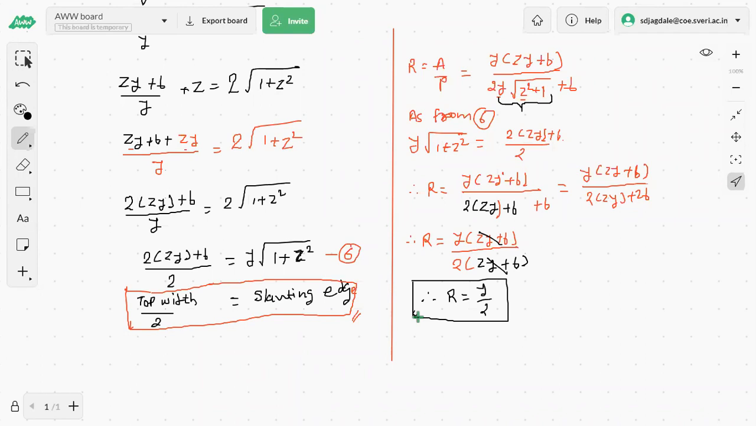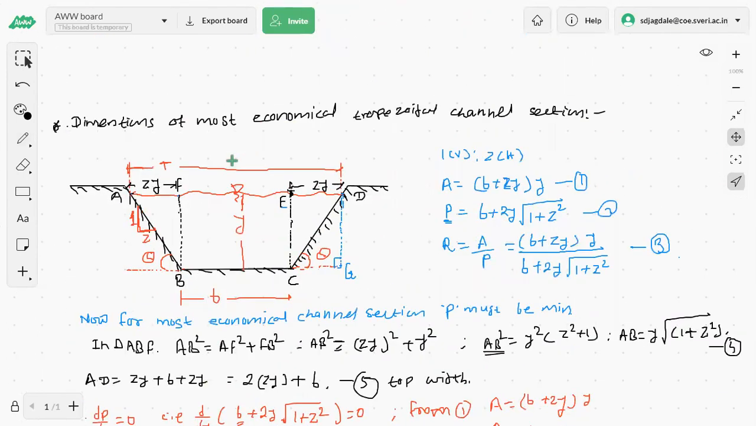Now we'll go for some examples related to that, and then we'll proceed to the next part. Another condition is there, I'll go with the sketch. If you draw a semicircle inside it, and if that semicircle is going to touch all the sides, meaning this slanting edge, base, and this one, then the radius of that semicircle which is touching all the sides of the section is always equal to the flow depth y.